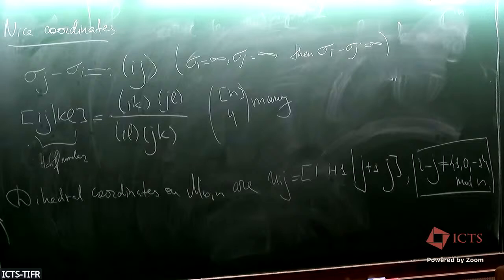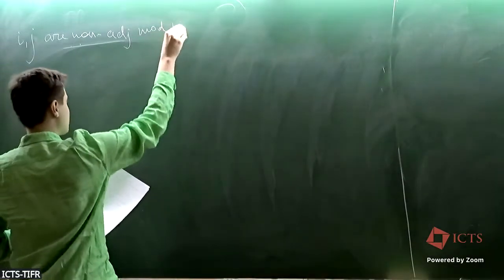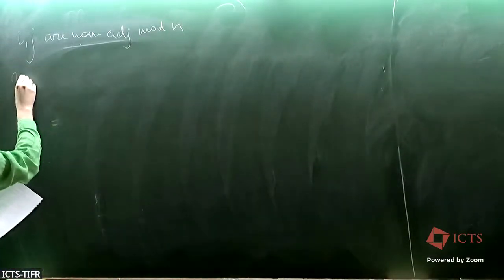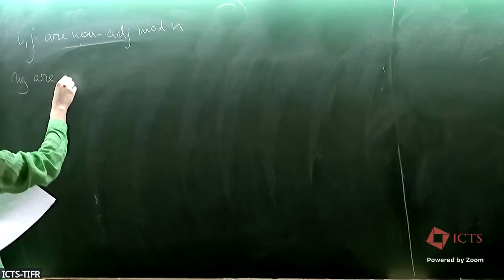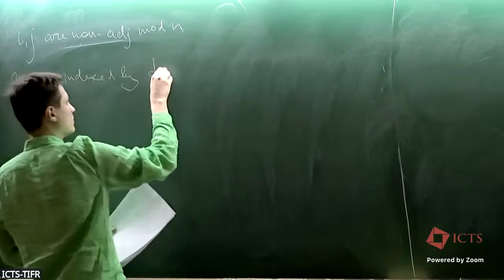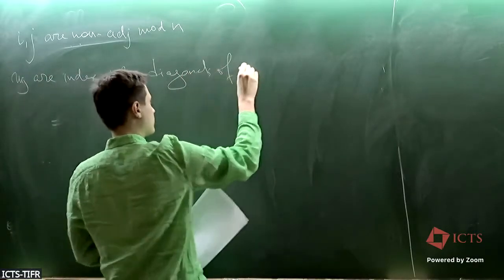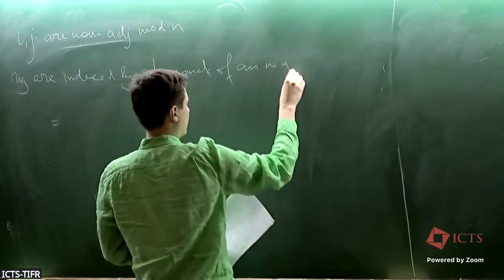Okay, so what's the combinatorics? The u coordinates, as I said, are indexed by two numbers, which are non-adjacent modulo n. This means that the coordinates are indexed by diagonals of an n-gon.